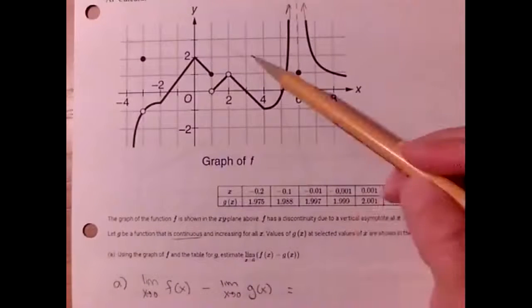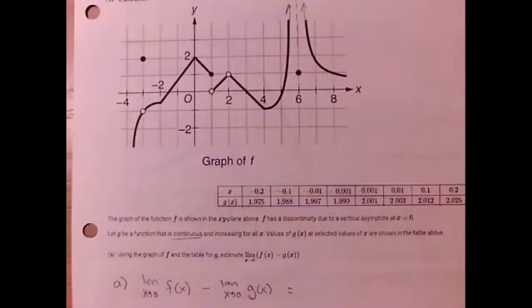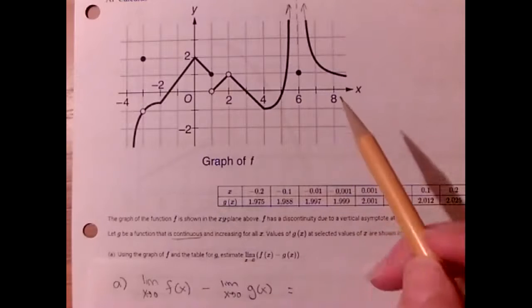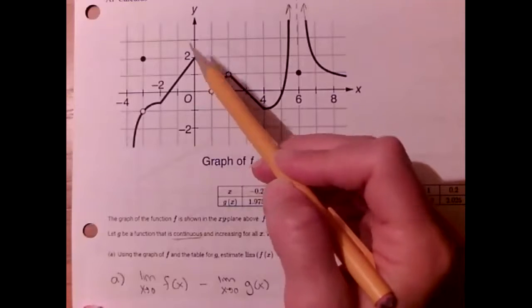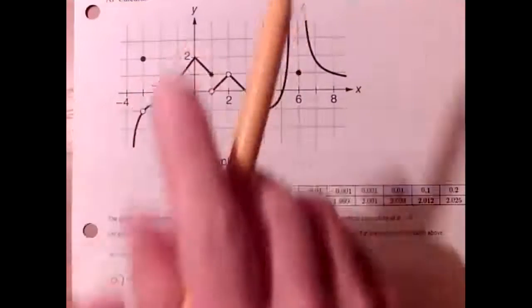So just by typing in the chat, just everybody look at this graph. We want the limit as x goes to 0. So what is that value going to be? Good. Nice job, guys. 2. Both sides are headed to 2, so that part is 2.